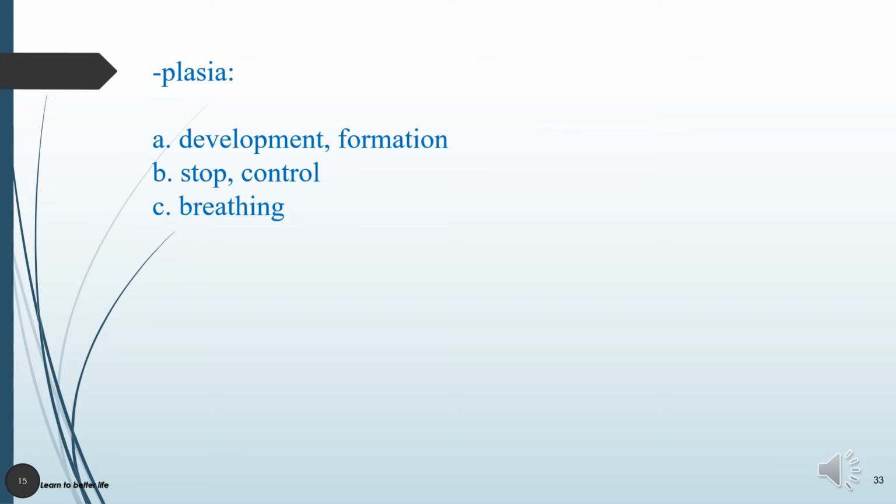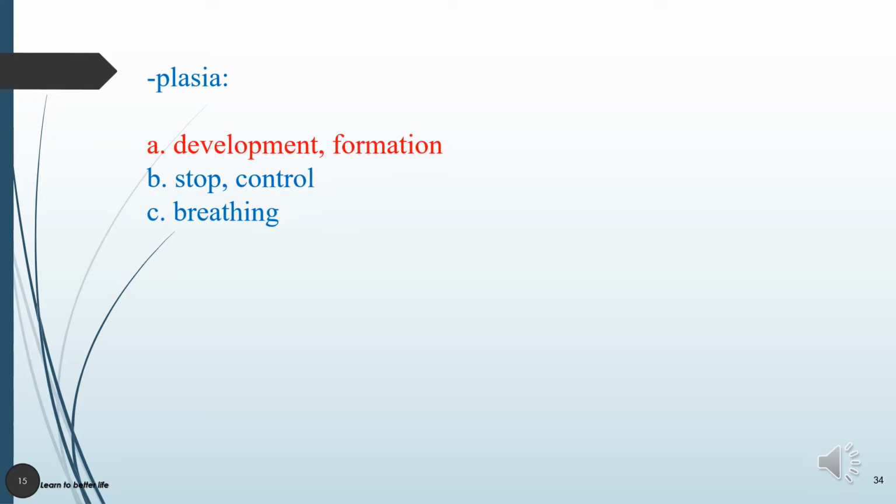The suffix plasia means what? A. Development, formation, B. Stop, control, C. Breathing. The answer is A. Development, formation.